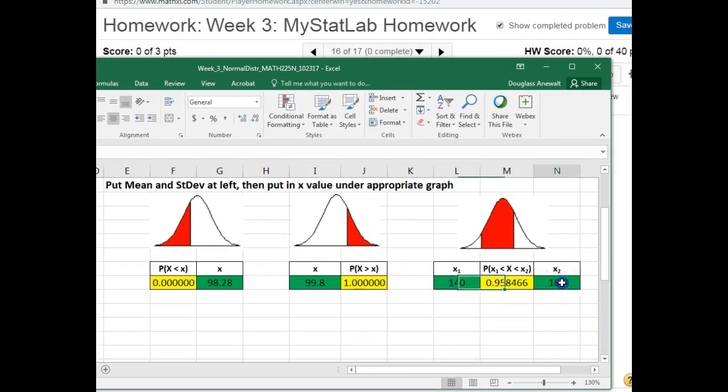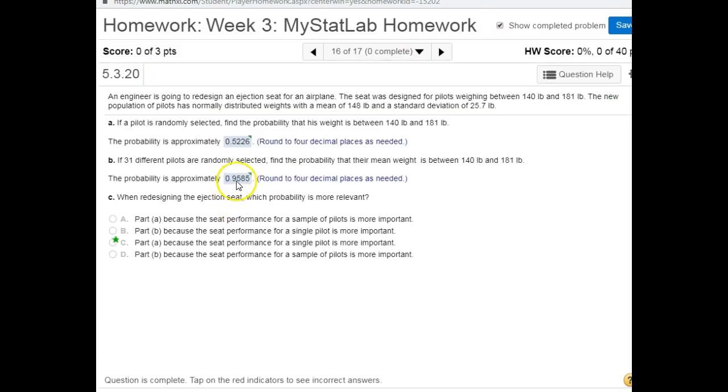And so again, we're looking between those two weights. What's the likelihood a group of size 31 has an average between those two weights? And it's much higher percentage. And the reason it's gone up quite a bit is because with a group, the larger the group size, the really lightweight people, the really heavyweight people kind of all balance out, and you're going to get an average closer to the mean when you have larger and larger groups.